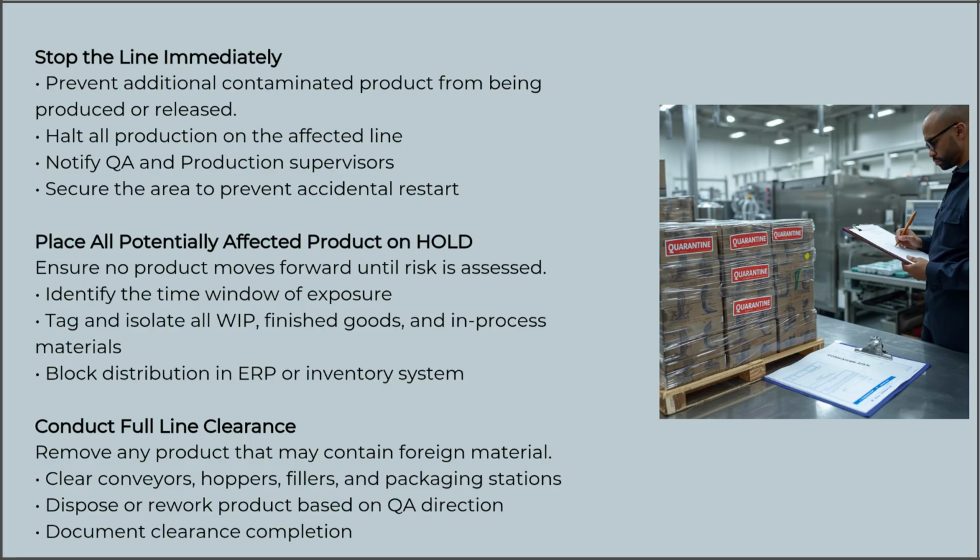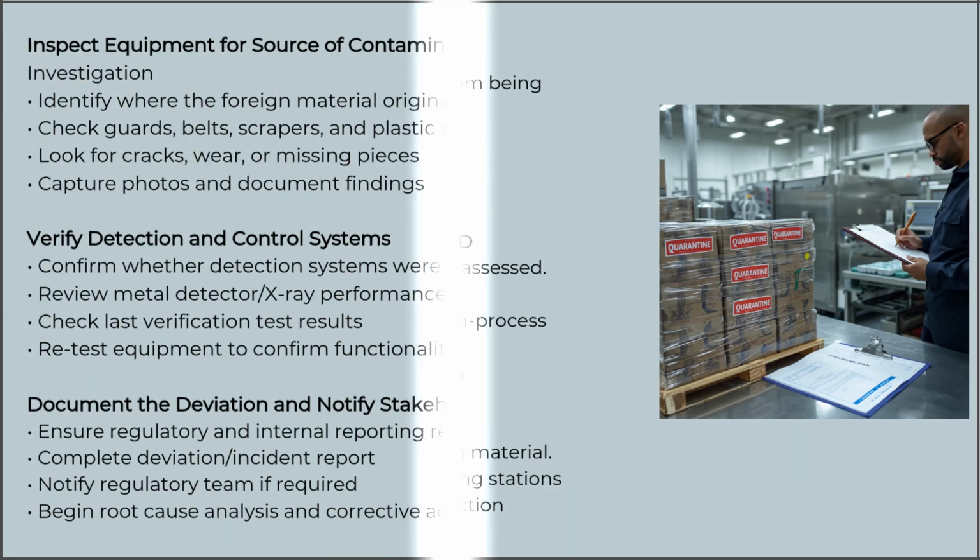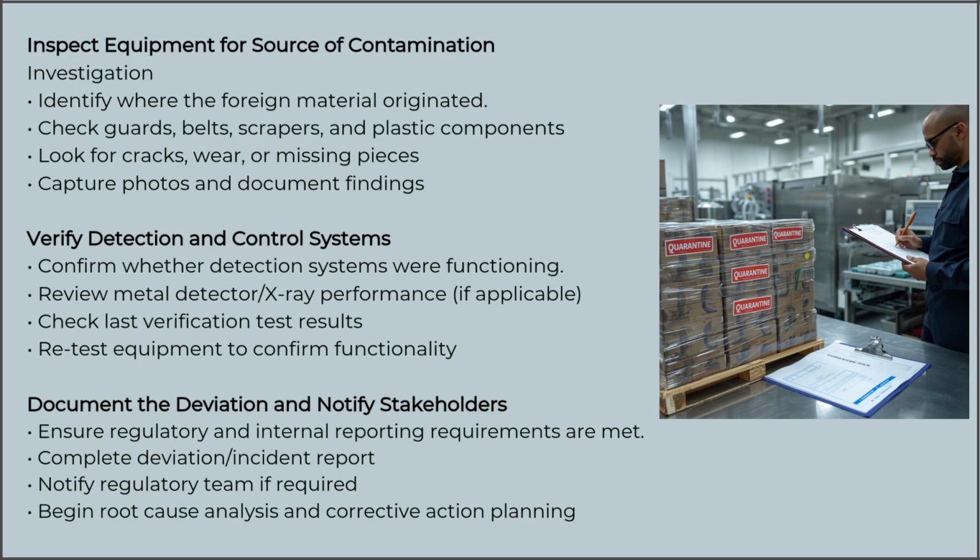Now we analyze the immediate actions required when foreign material contamination is suspected or confirmed. The first step is to stop the production line right away and place all potentially affected product on hold. A full line clearance is completed to remove any suspect product. QA inspects the equipment to identify the source of the contamination.